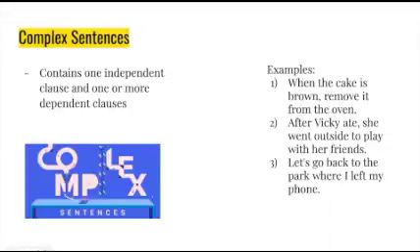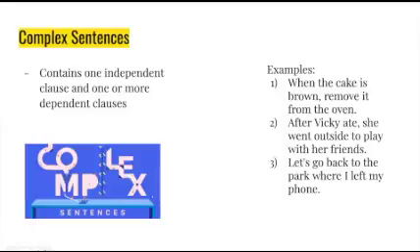So our third type of sentence structure is a compound sentence, and this contains one independent clause and one or more dependent clauses. So an example of this is, when the cake is brown, remove it from the oven. So here, remove it from the oven is an independent clause because it could be its own sentence, and when the cake is brown is a dependent clause.